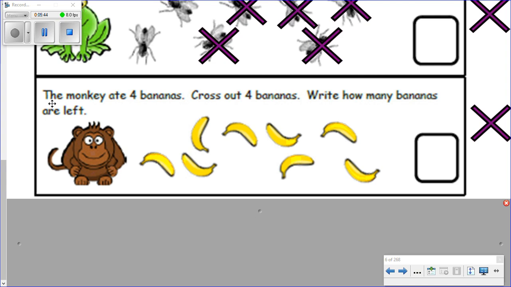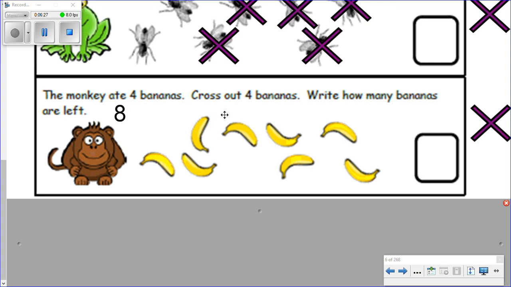Look at that cute monkey. The monkey ate 4 bananas. Cross out 4 bananas. Write how many bananas are left. So I'm going to be crossing out 4 bananas. Oh, did I forget to do something? I have to count how many we're starting with. Before anything gets eaten or flies away or disappears, we want to know what we start with. 1, 2, 3, 4, 5, 6, 7, 8. We are starting with 8 bananas.